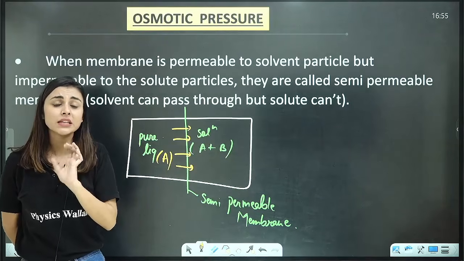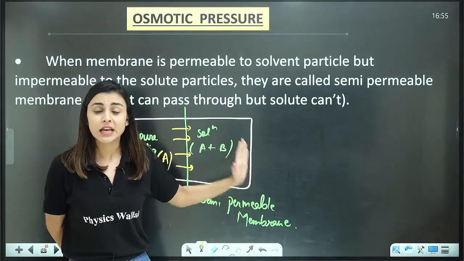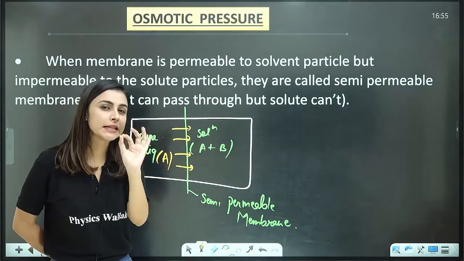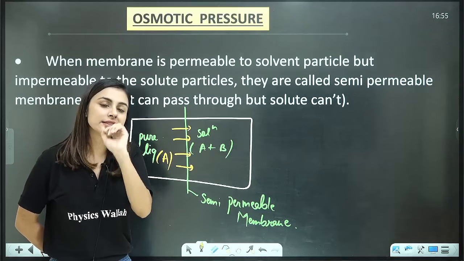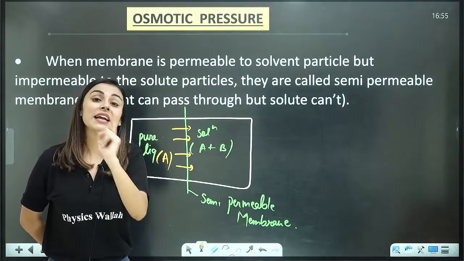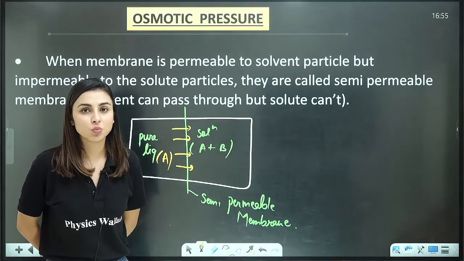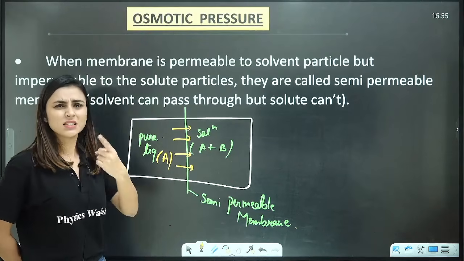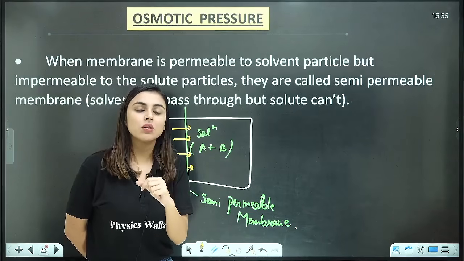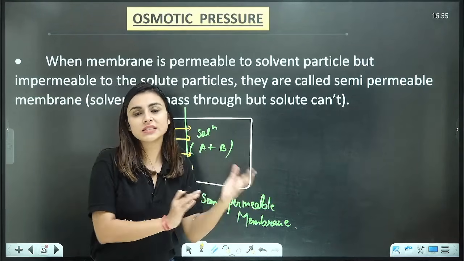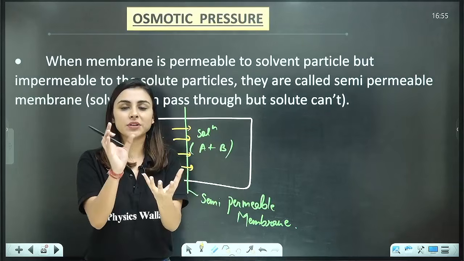Yes, my dear students, this is moving to this side. Now, when your pure liquid is moving to the solution side, it is exerting some pressure. And that pressure is known as the osmotic pressure. This is one type of definition of osmotic pressure. When a pure liquid moves to the solution side, some pressure is exerted and that pressure is known as the osmotic pressure.